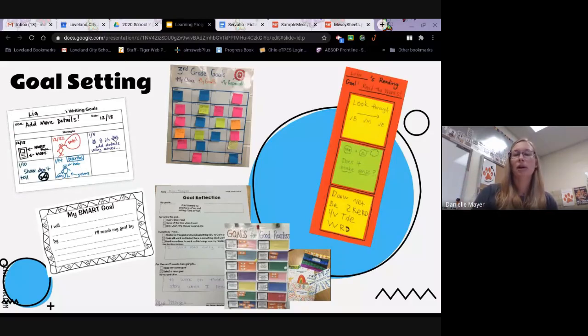And then I had them do a reflection. How often did I practice this goal? Did I do it every time I read? Sometimes, or only when Mrs. Mayer reminds me? And then I had them reflect on, did they master this? Could they still work on it? And then for the next 5 weeks, what are we going to work on? Do I want to keep the same one? Do I want to think of a new one? And here I had them write it out.